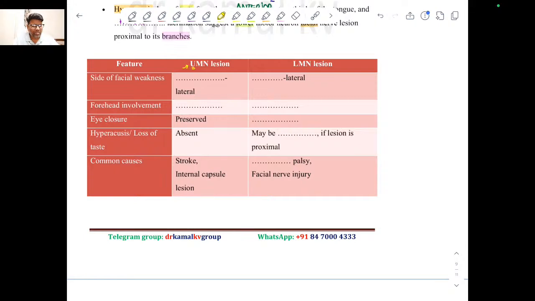Upper motor neuron facial nerve lesion, it will produce weakness on which side? Same side or opposite side? It is opposite side. Okay. Very good, bachche. So this is opposite side, and for opposite, what word will you write? Contralateral. And just reverse it. In lower motor neuron, it will be ipsilateral, and ipsilateral means same side.